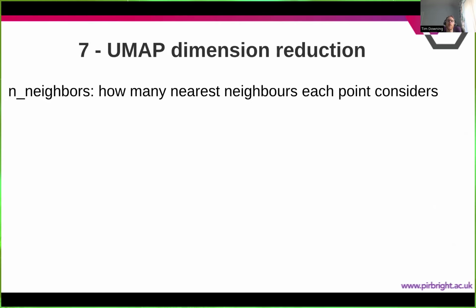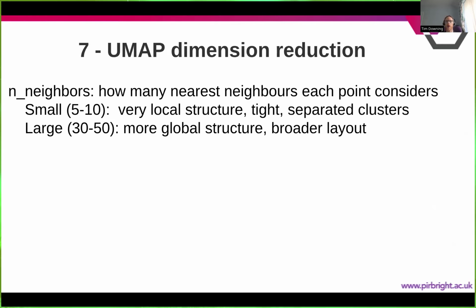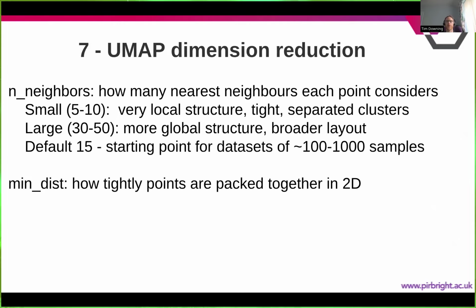So n_neighbors is how many nearest neighbors each point considers. The more data you have, the higher this can be. Small values of this tend to give very local structures only, with very tight and separated clusters, whereas higher values tend to give more global structure and show a broader layout. Between these two is probably a good starting point for typical samples of 100 to 1000 samples.